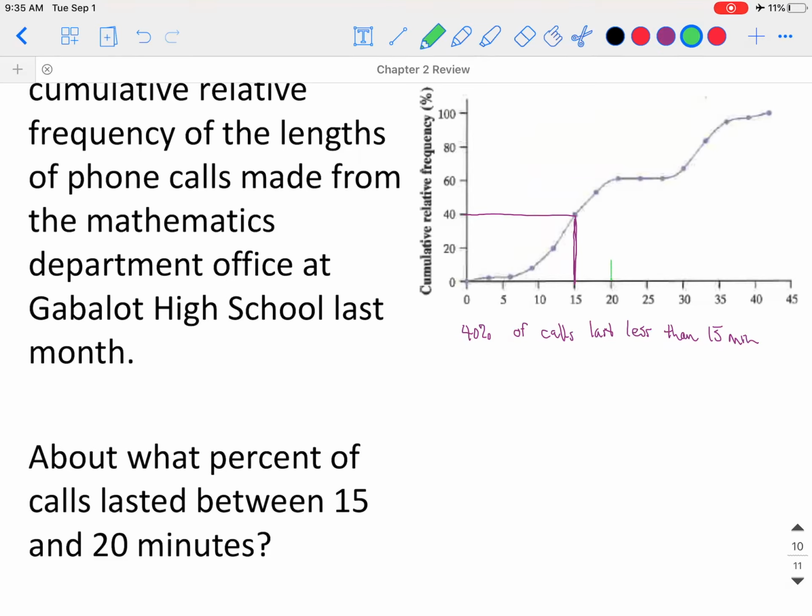If we go to 20 minutes, again, you would go straight up until you hit the graph. Then you would go over horizontally, and we can see that 60% of the calls lasted less than 20 minutes. So to find out what happens between 15 and 20 minutes, we would just need to subtract the two. So 60% minus 40% leaves me with about 20% of the calls lasting between 15 and 20 minutes.